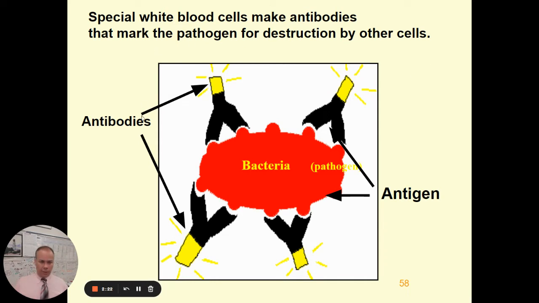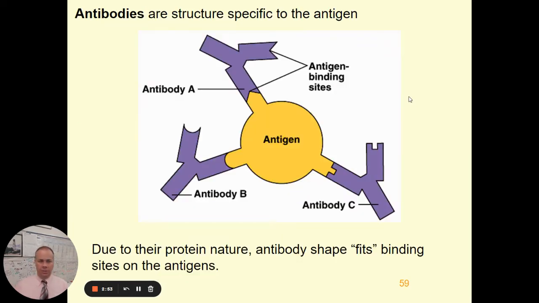And we can see these antibodies are these sort of Y-shaped proteins. And the shape of the antibody matches with the shape of the antigen that's found on this bacteria. You can see these rounded shapes. These are the antigens that are on the surface of this bacteria. And the antibodies that are produced bind to those antigens. And they mark this bacteria cell to be destroyed by other parts of the immune system.